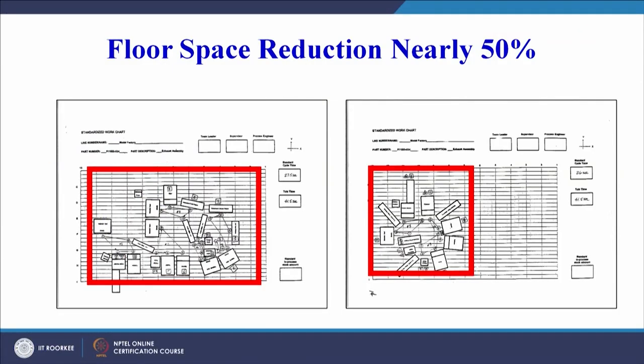Another advantage, you can see, floor space reduction, that is also nearly 60%. So earlier, you can see, this is the earlier layout and this is the modified layout where 50% space can also be saved. So the space wastage has been saved, the motion wastage of the different employees has been saved, and the number of employees have been reduced. So overall our system has become more productive, more efficient and more effective.